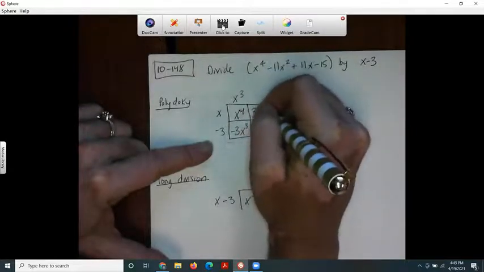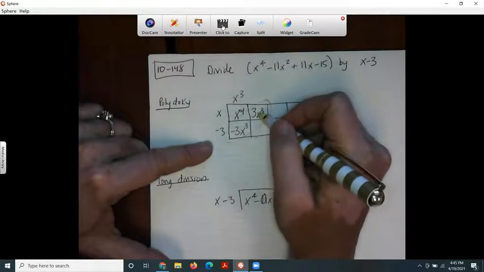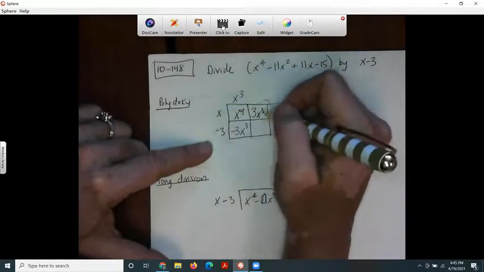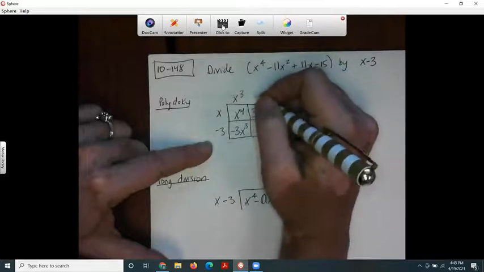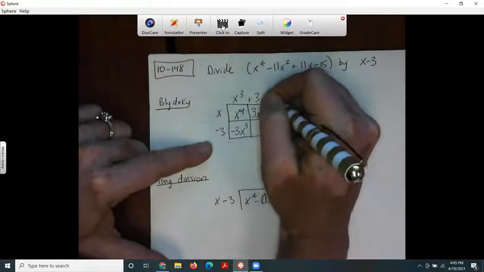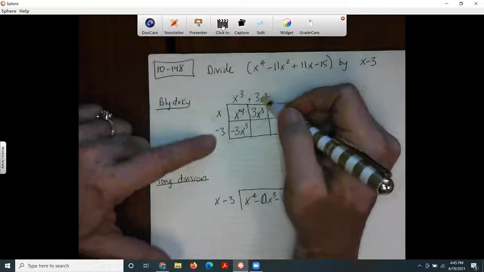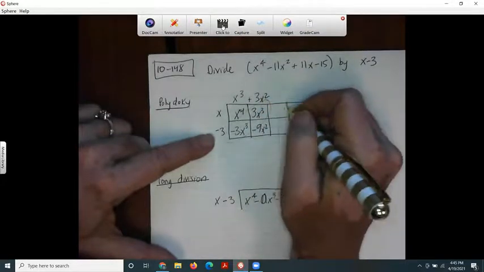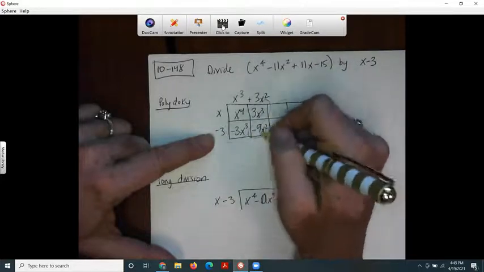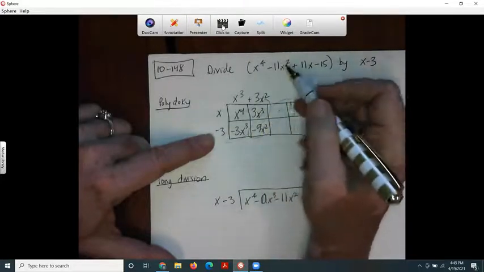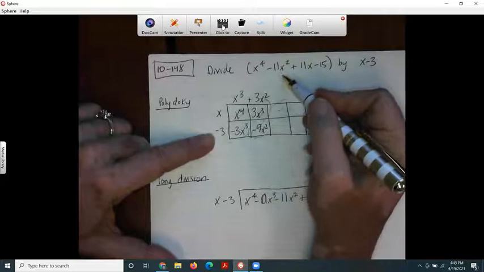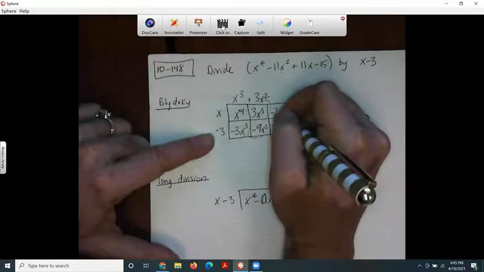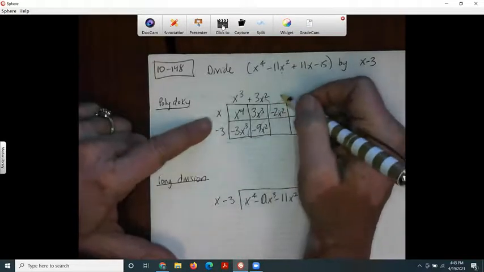And so then x times something equals what's inside this box. So x times 3x squared. Now I multiply these two together. I get negative 9x squared. This diagonal pair right here is going to add up to negative 11, which is my x squared term. So I need a negative 2 here. Negative 2x squared. And then this has to be negative 2x, so that they multiply to make what's inside.